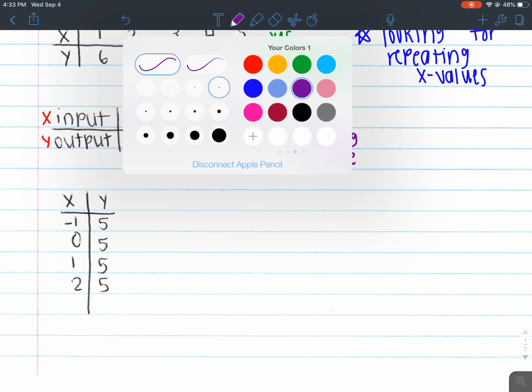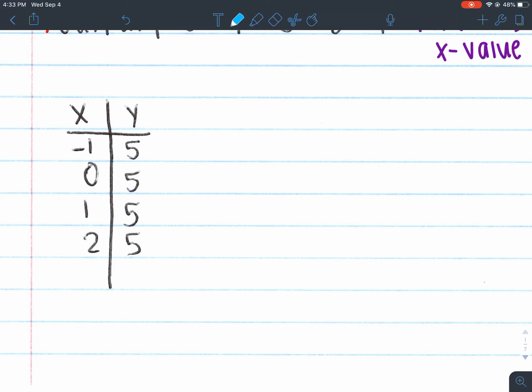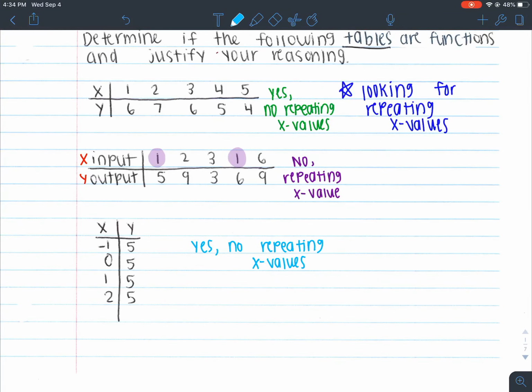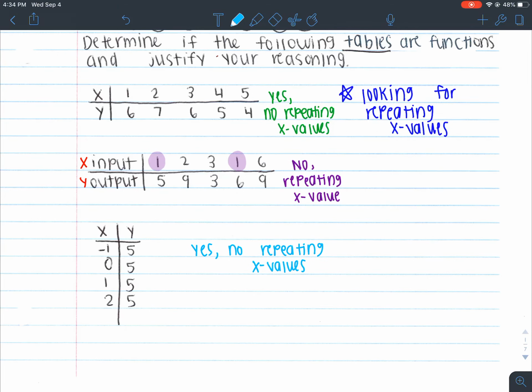So next example. Looking at my x values, I have -1, 0, 1, 2. None of them repeat, so this is a function because there are no repeating x values. So no repeats, good. Repeats, bad, not a function. All right, so that's tables. If we're asked to determine if something's a function, we might be given a table as our first representation.